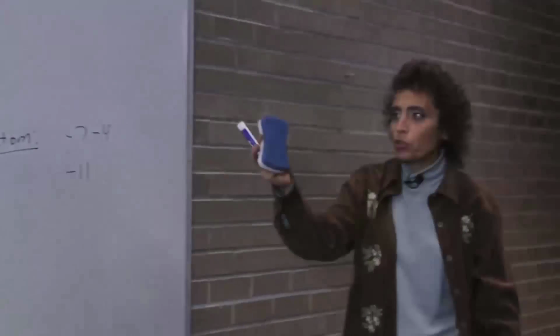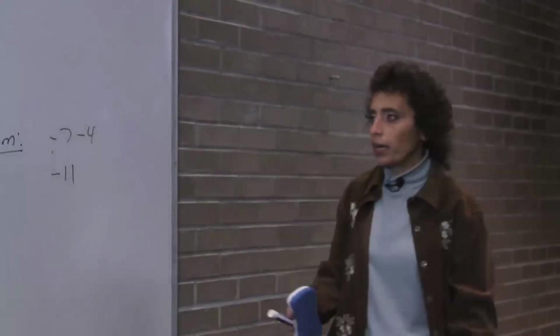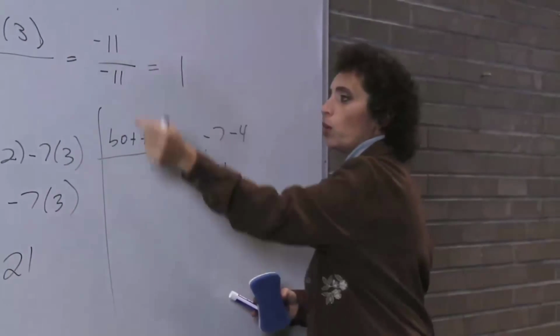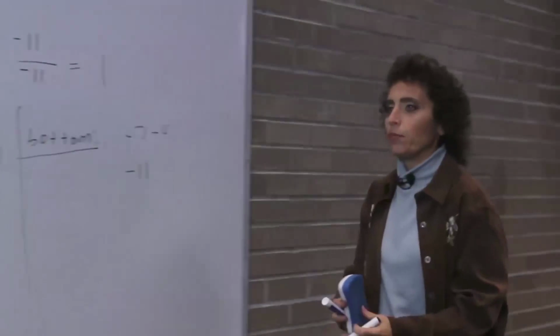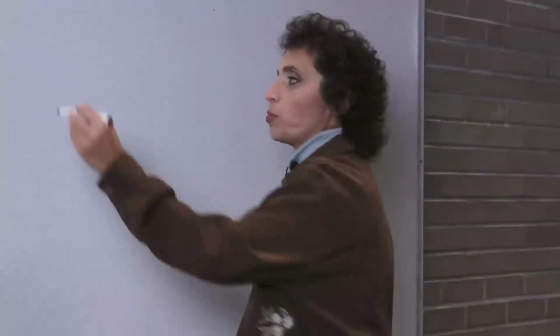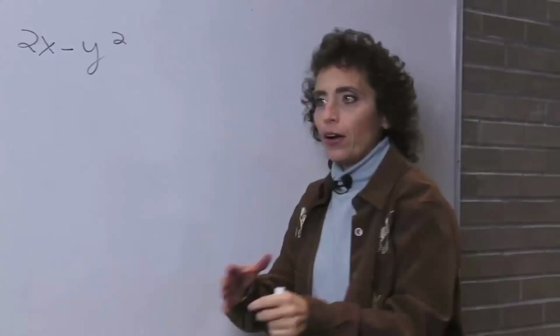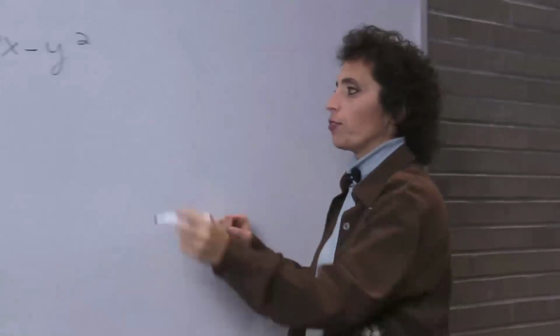This is one of the properties we saw earlier, that when you divide something by itself, you get 1. Negative 11 divided by negative 11 is a positive 1 because the signs are the same. So that takes care of number 3. Let's look at 4. Okay, it's an expression, 2x minus y squared. And now x is negative 6 and y is negative 3.